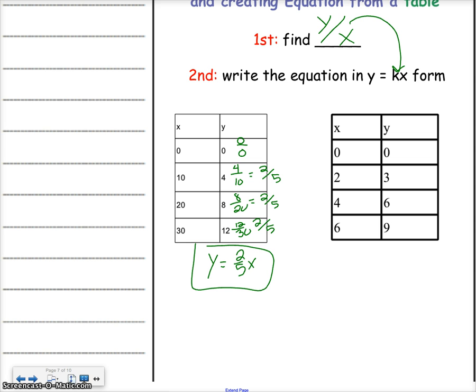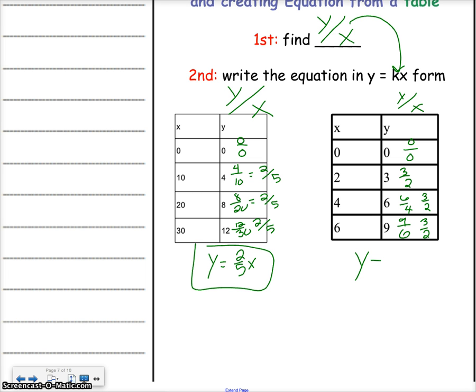So again, my summary: I figure out what is y over x. Everything is y over x, because that's the definition of directly proportional. Okay? Y over x. So 0 over 0, can't do it. Y over x, 3 over 2. Y over x, 6 over 4. Y over x, 9 over 6. And then I just want to know if they are the same thing. Yep, 3 over 2. Yep, 3 over 2.